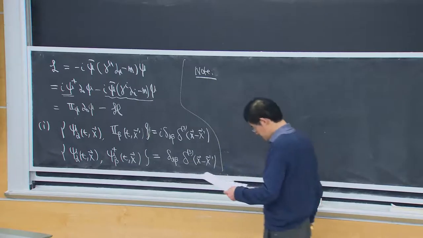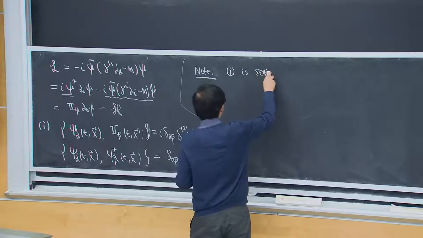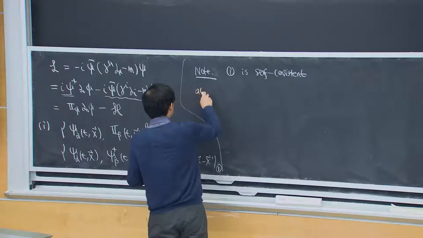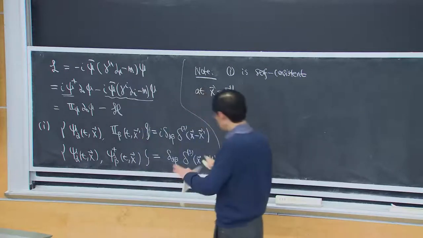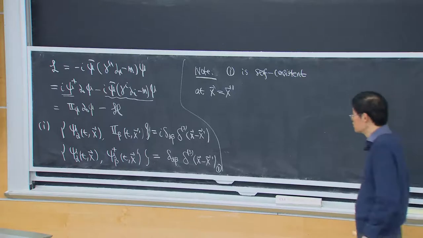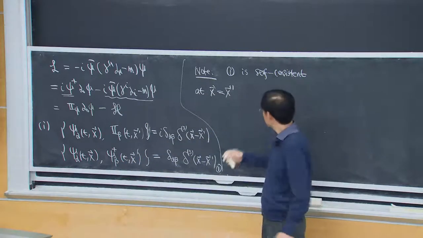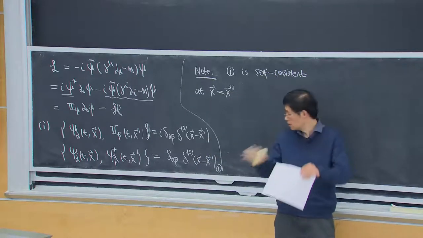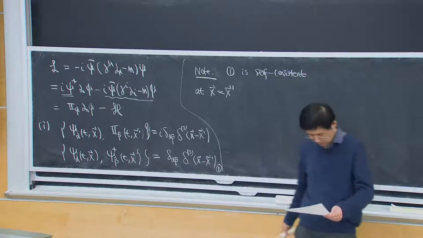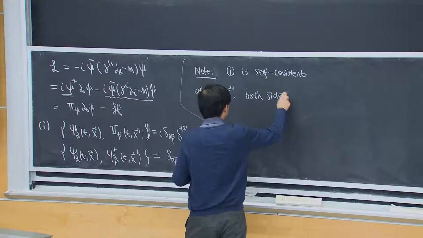So this commutation relation is self-consistent. If we call this equation 1, equation 1 is self-consistent at x equal to x prime. If you take these two at the same point, the left-hand side has psi alpha and psi beta dagger, so you just have psi dagger psi. The left-hand side is a positive definite quantity, and the right-hand side is also a positive definite quantity, with this delta function evaluated at 0, even though it is divergent. Both sides are positive definite.